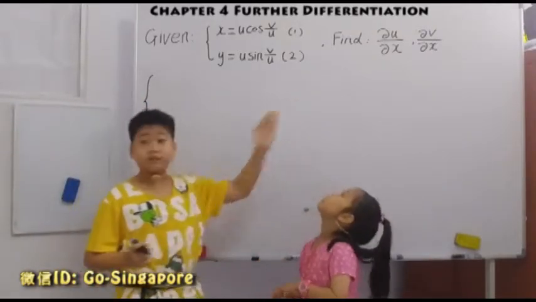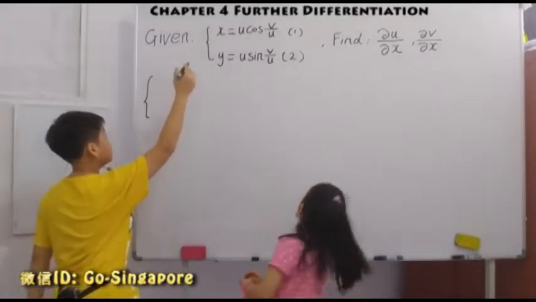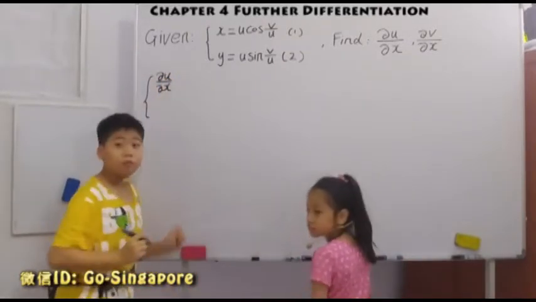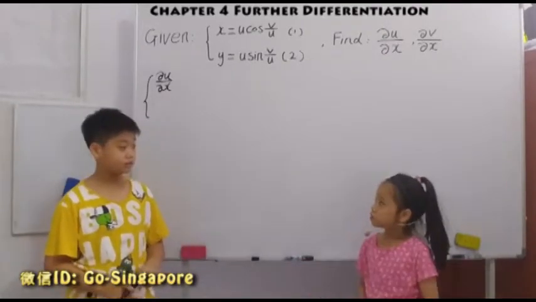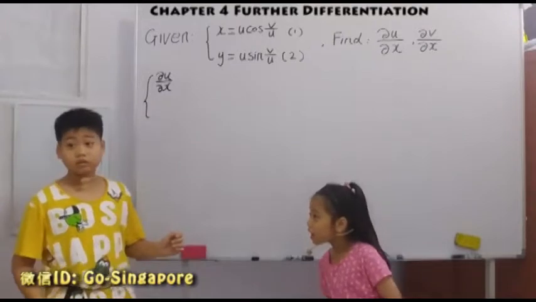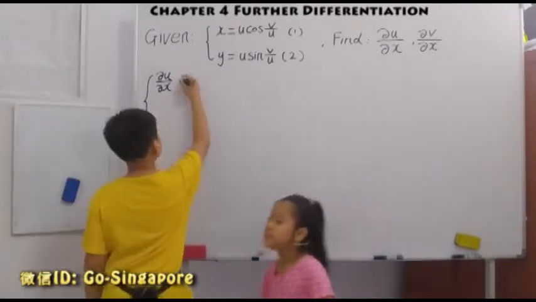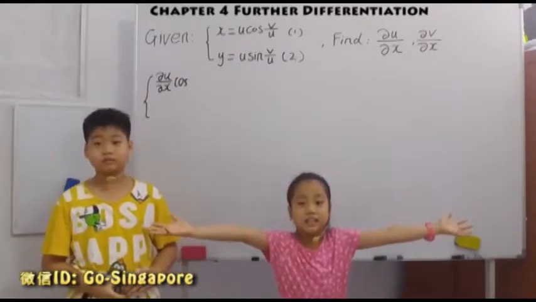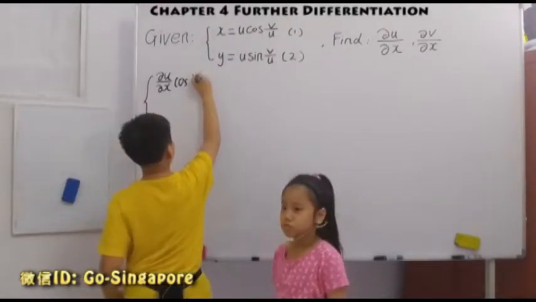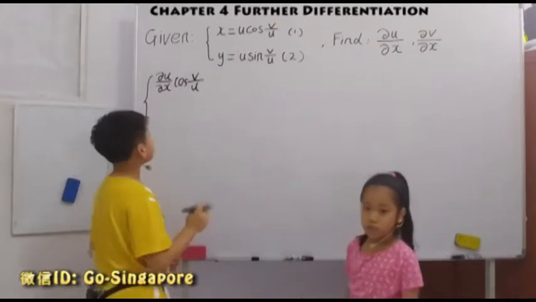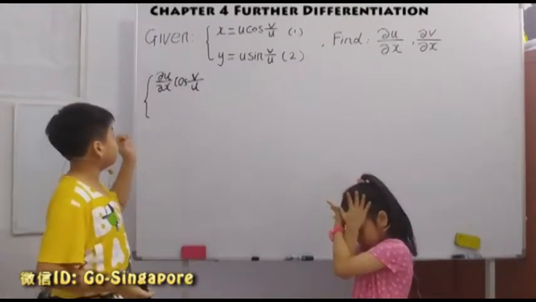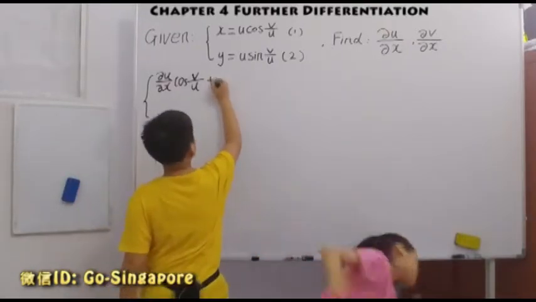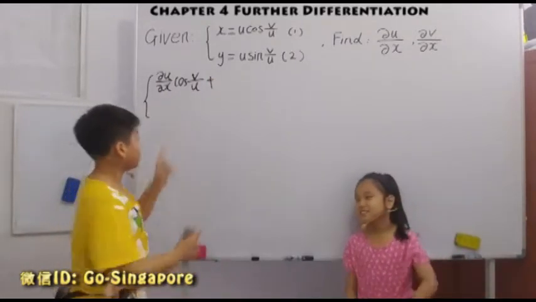Because we are finding for x first, we first find partial u, partial x. Remember, we will need to use the product rule first, then the chain rule, because of the cosine v over u, since it's implicit. It's not u over v. Then, minus or plus? It is the plus.